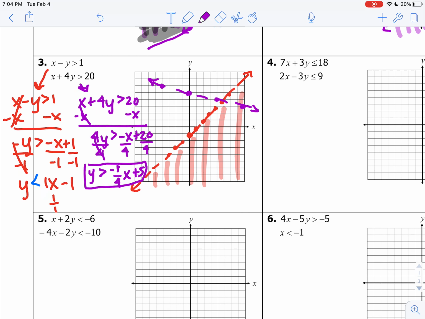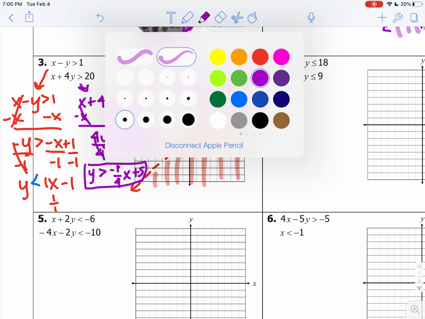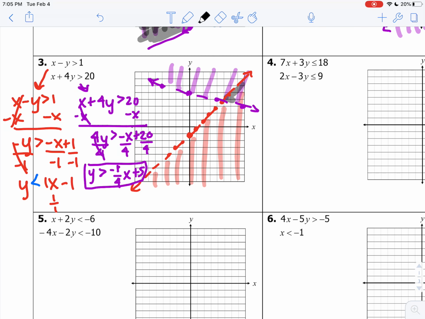Okay, that is greater than, so we're going to go up. And then we're going to shade where they meet, which is right here. And that's your answer.